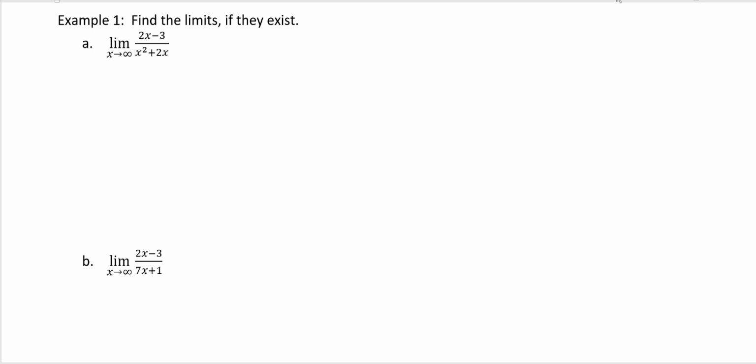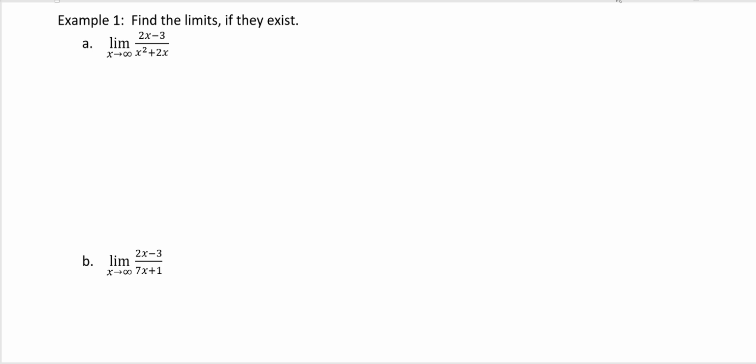Alright, so let's look at some examples finding limits involving infinity. So for the first one, we want to find the limit as x is approaching infinity of 2x minus 3 over x squared plus 2x. So we already know we can't directly substitute into this because we can't substitute in infinity, since infinity is not a number. So what we want to do is we want to divide everything that's inside this limit.